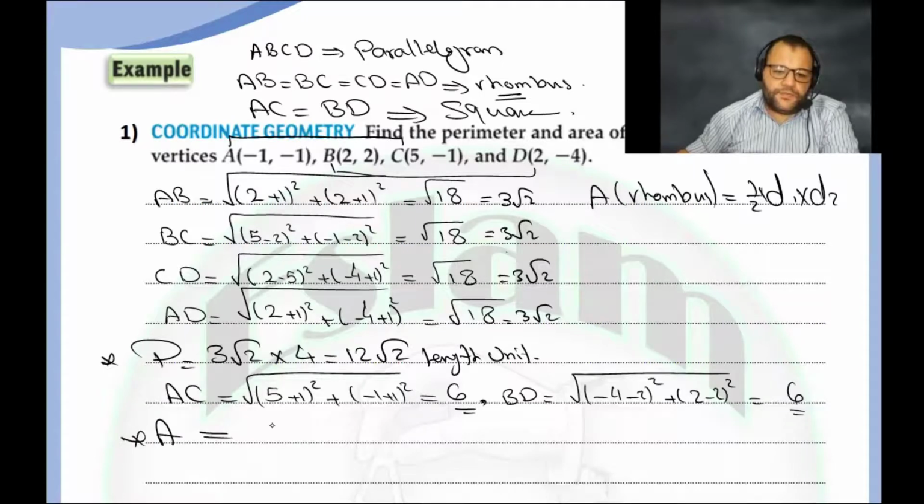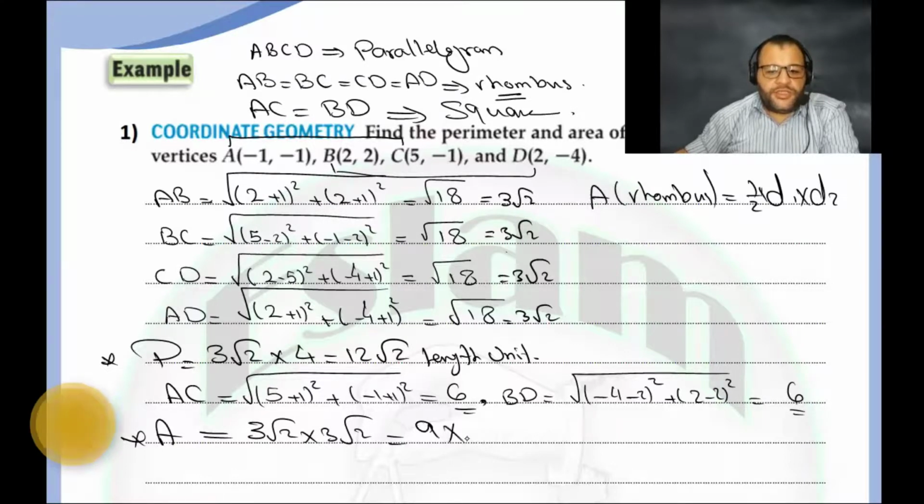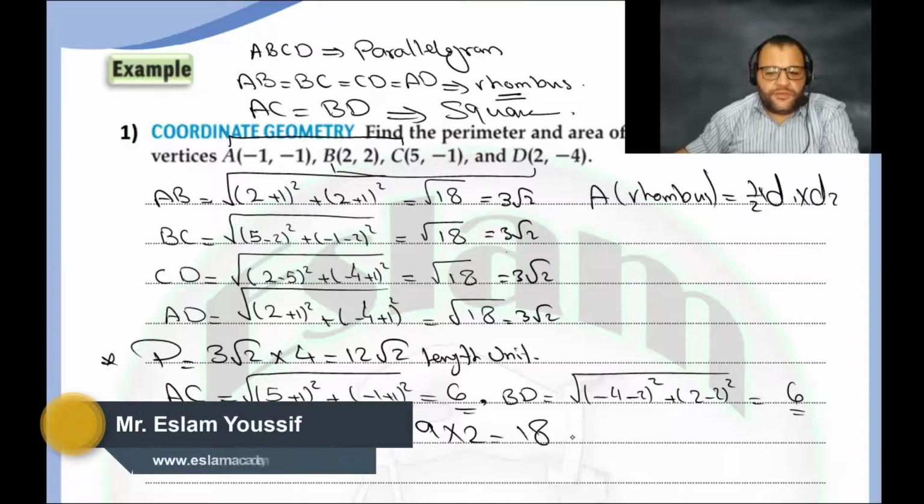The area is length times width, so side times itself, which is 3 root 2 times 3 root 2, which equals 9 times 2, which equals 18.